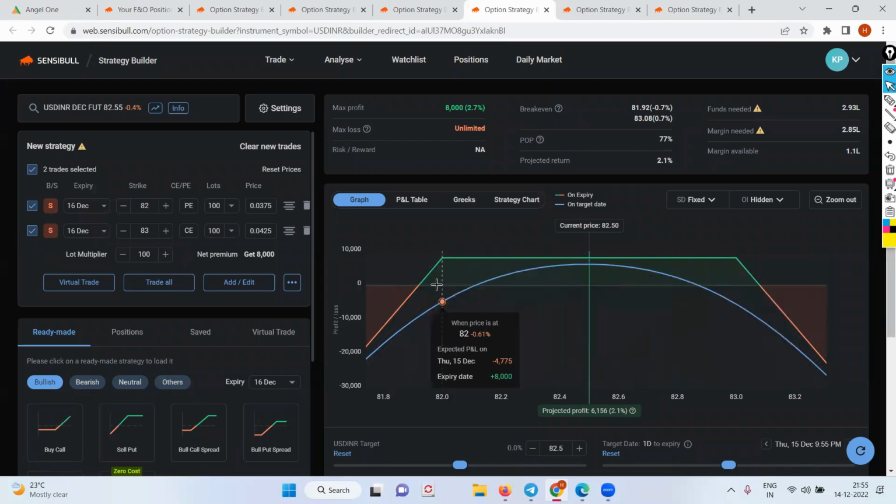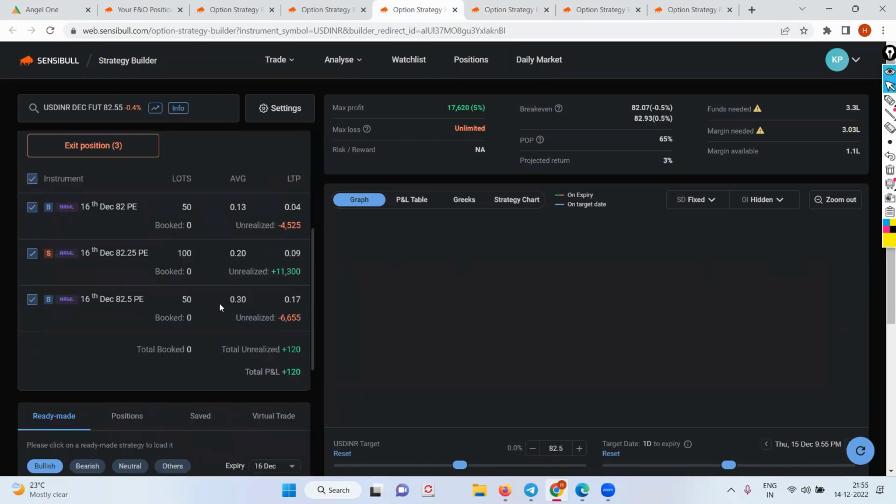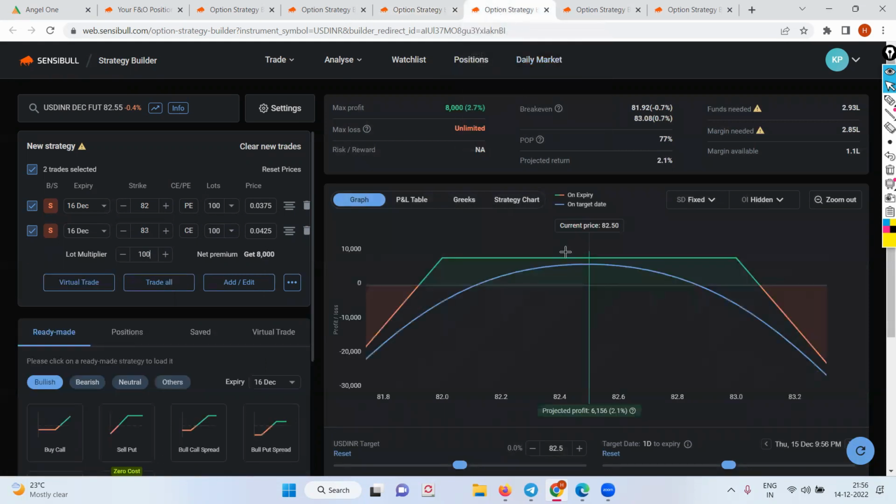Guys, do not ignore the USD INR. I'll tell you one thing, I intentionally trade this. Where am I? Why is it not showing? Any mistake I've done? Why is the trade not getting shown? Any idea? Okay, anyway, we are done with this. But check this, you are still getting 2.7%.